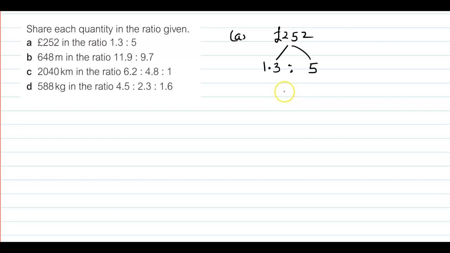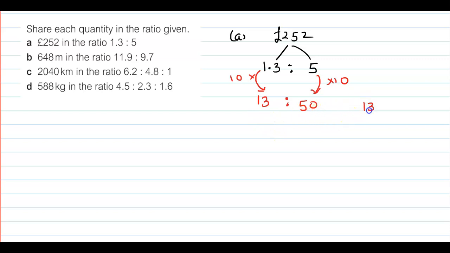Is there any way we can get rid of decimals? No idea? Okay, what we can do, this is 1.3 and this is 5. If we times by 10 here and times by 10 here, then the decimal will disappear. So 1.3 times 10 is 13.0, that is 13. And here 5 times 10 is 50. So see, we don't have decimals now, it is 13 and 50.